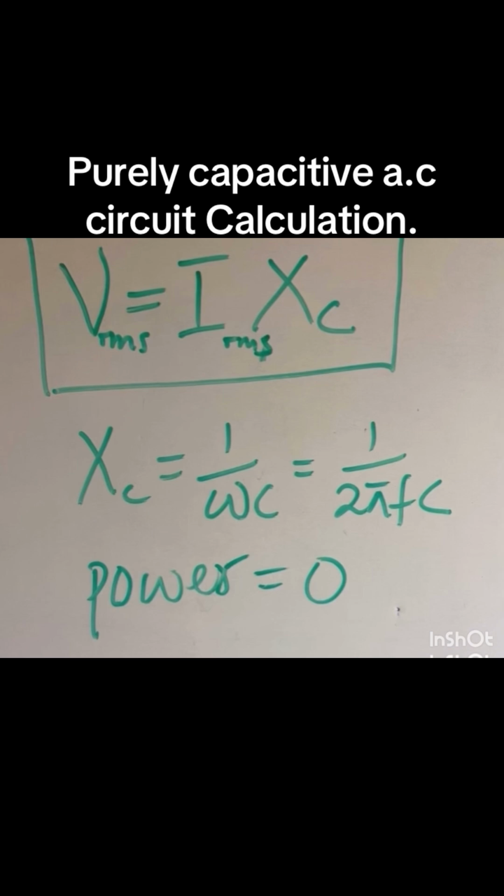So we can represent voltage, current, and capacitive reactance using the formula on the screen, like Ohm's law. Okay, so the capacitive reactance is the opposition to the flow of AC by the capacitor. Okay, so the capacitive reactance is 1 over omega C, which is equal to 1 over 2 pi f capacitance.